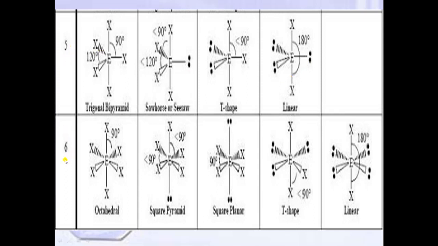Now we will take the case when 6 electron pairs are present. First one is when there is no lone pair. When there is no lone pair, 6 bonds will arrange themselves in this way: 4 bonds here and 2 bonds here. These bonds are known as axial bonds, and you know very well that axial bonds are longer than equatorial bonds, and the angle between these two bonds is equal to 90 degrees.